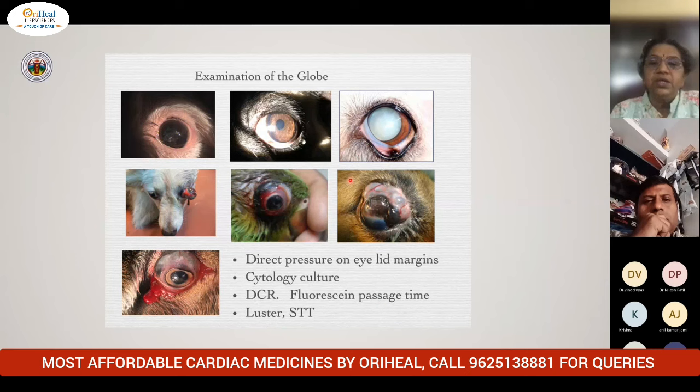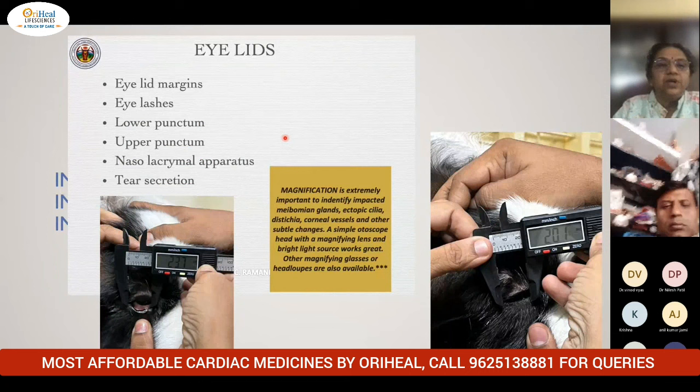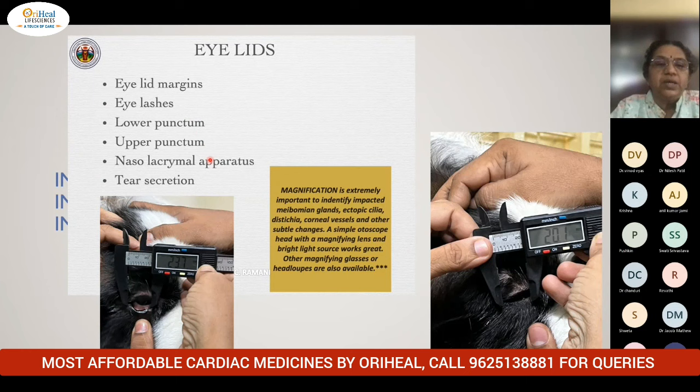Then if the case is presented like this, you can look for the presence of luster. Luster means the shine on the cornea, and you can also add the STT readings. You can correlate in these cases. Now comes the eyelids: eyelid margins, eyelashes, punctum, upper and lower, and the lacrimal apparatus and tear secretion. All these things contribute to the normal ocular surface. So OSD, ocular surface disorders, are separately studied now.